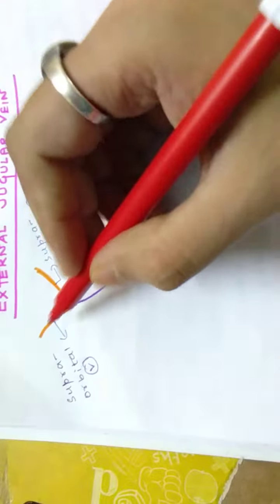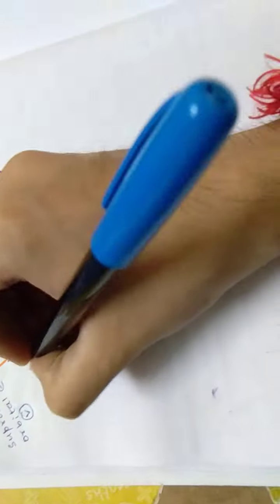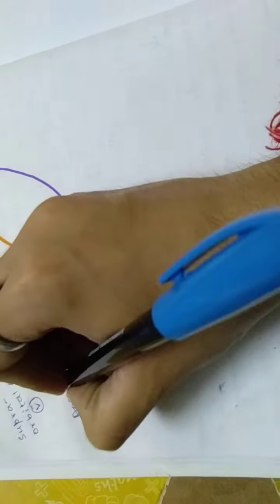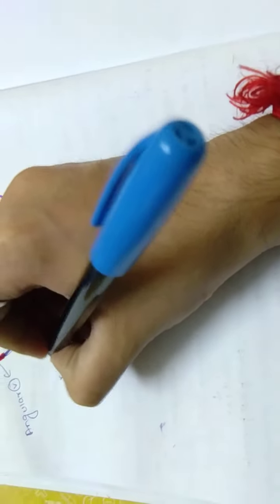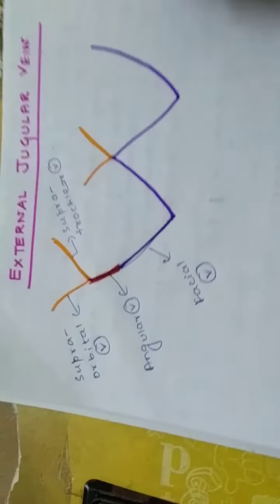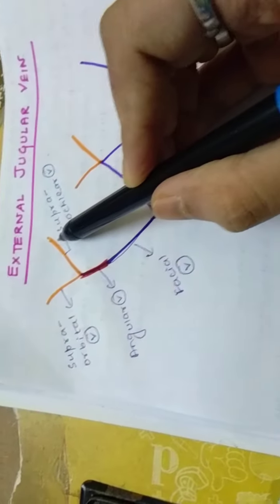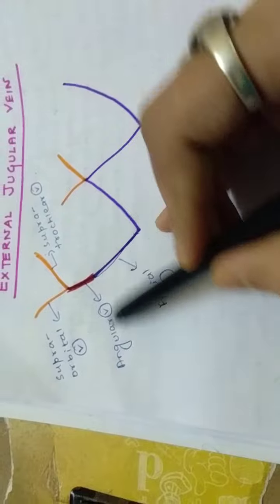Okay, now when the supraorbital and the supratrochlear vein unite, this forms a vein in between. This red colored vein is known as angular vein. Okay, and the rest from the angular vein, what arises? This one. This is called facial vein. So supraorbital vein and supratrochlear vein unite to form angular vein, and the angular vein gives rise to facial vein. Okay, so this part is over.